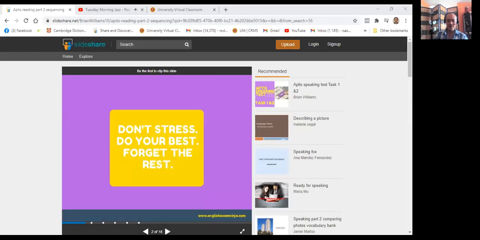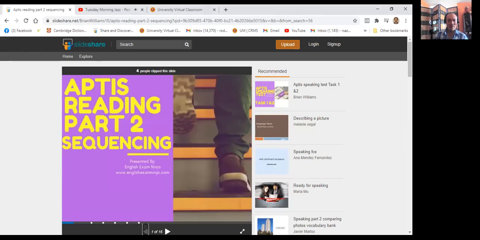Alright. Okay, so this is a first time for UG1 to have my recorded lessons. I had taken this slide from the net. It's about sequencing. I would like to recognize the source. Aptis Reading Part 2. It's about sequencing in reading, presented by English Exam Ninja at englishexamninja.com.